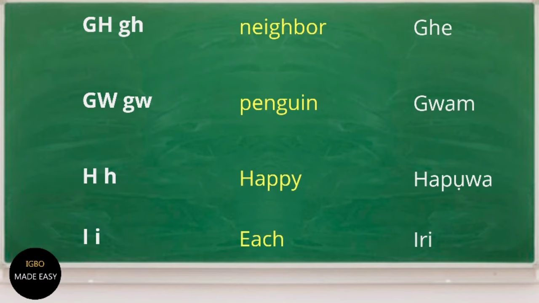Another sound that this makes that you may be familiar with is in the Igbo word amaghi. Amaghi means I don't know. I don't know. Amaghi. Then the next one is gwi.